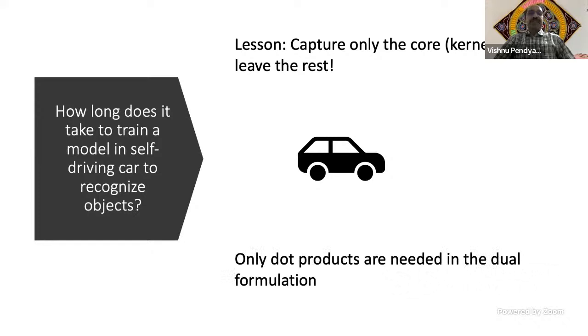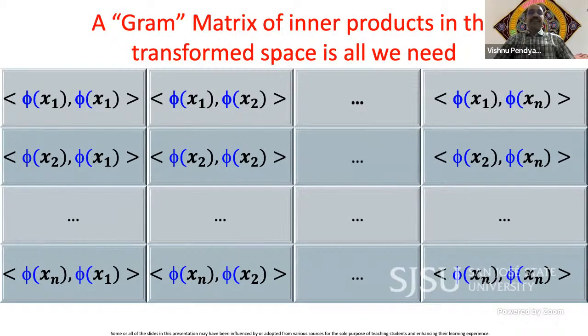So remember in our math that we discovered, we came up with, only dot products were in the dual formulation. Eventually, only dot products appeared everywhere in the equations. So we just need the dot products, right? A gram matrix of inner products in the transformed space is all we need. Remember, dot product is a special kind of inner product, right? So we need a gram matrix.